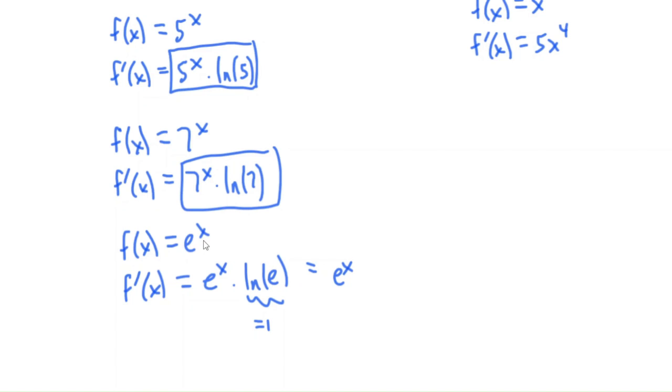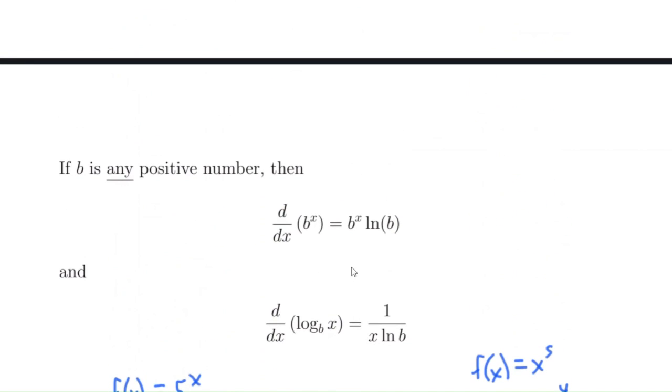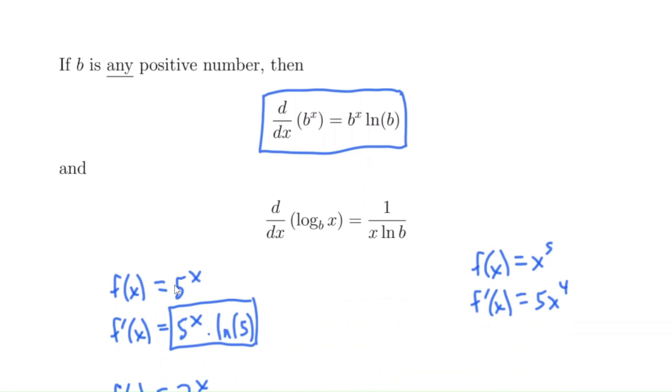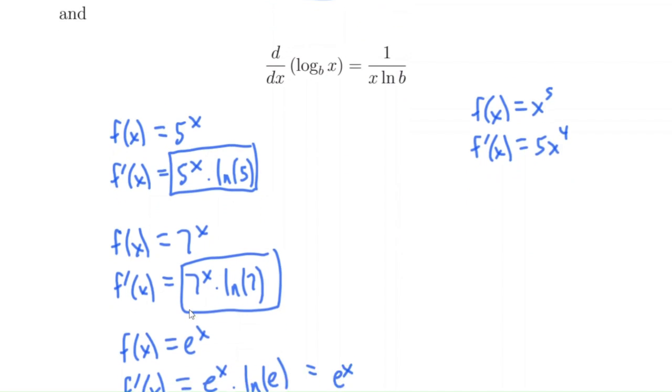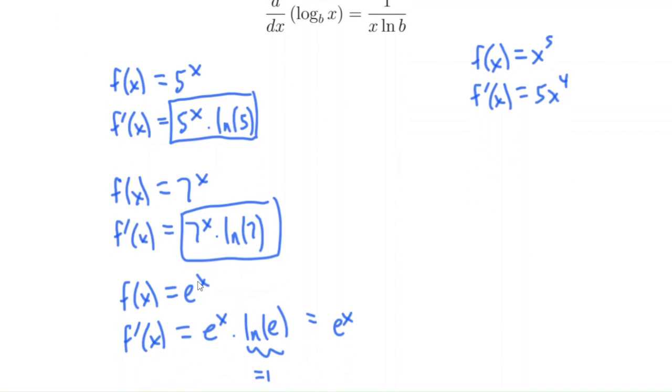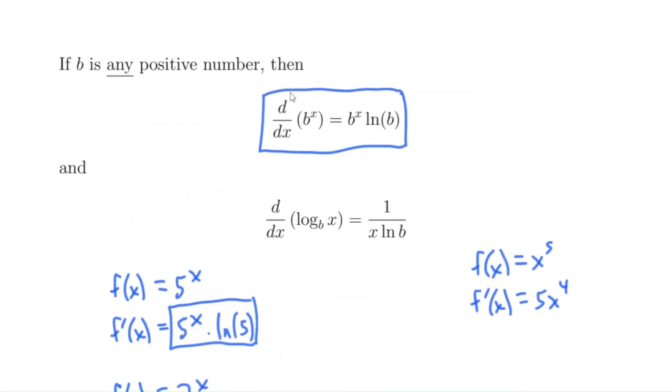So in other words, that formula that says the derivative of e to the x is e to the x, that's actually a special case of this more general formula that works for any b. But again, you're not going to need to know how to take the derivative of 5 to the x or 7 to the x, even though I just showed you how to do it. You're just going to need to know that the derivative of e to the x is e to the x. But that really is a special case of this more general formula.